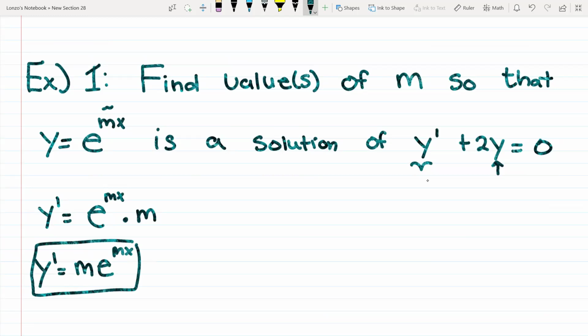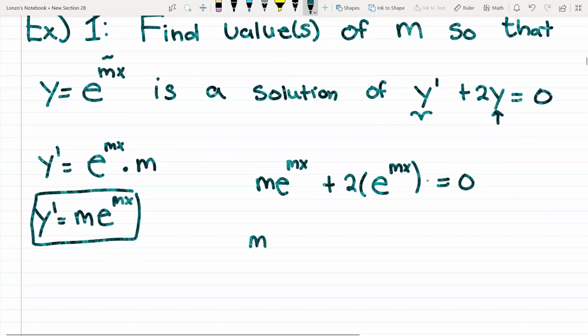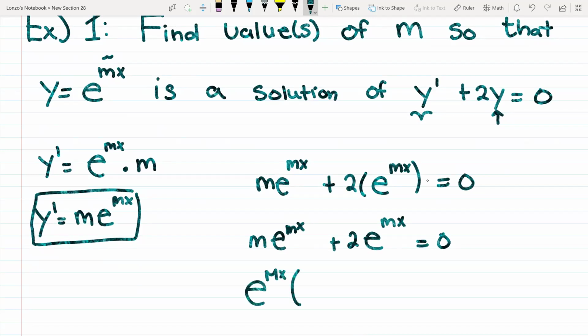Now I think we can put it into our differential equation. So y prime is m e to the mx plus 2 times y. Our y is e to the mx, equals 0. Now, can we clean this up? We have m e to the mx plus 2 e to the mx equals 0. What to do next? Our goal is to solve for m. Is there anything we can factor out? Yes, they both have an e to the mx, so take that out. So this is going to be e to the mx times m plus 2 equals 0.